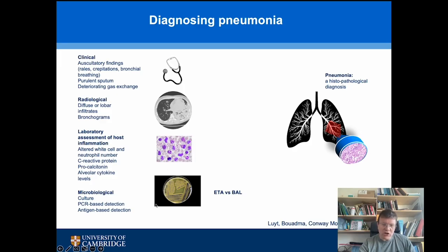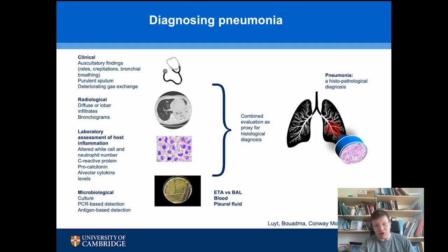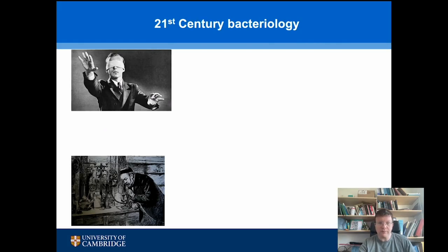Now, when thinking about microbiology, there's a discussion which continues to this day about the use of less invasive endotracheal aspirate or sputum versus bronchoalveolar lavage. Broadly speaking, that's a trade-off between sensitivity and specificity, with BAL being more specific, but endotracheal aspirate possibly being more sensitive. Blood culture should be taken in everyone, although the yield is relatively low. And pleural fluid, if present and safely accessible, should also be sampled, particularly if one suspects empyema. All of these combine as a proxy for the histological diagnosis.